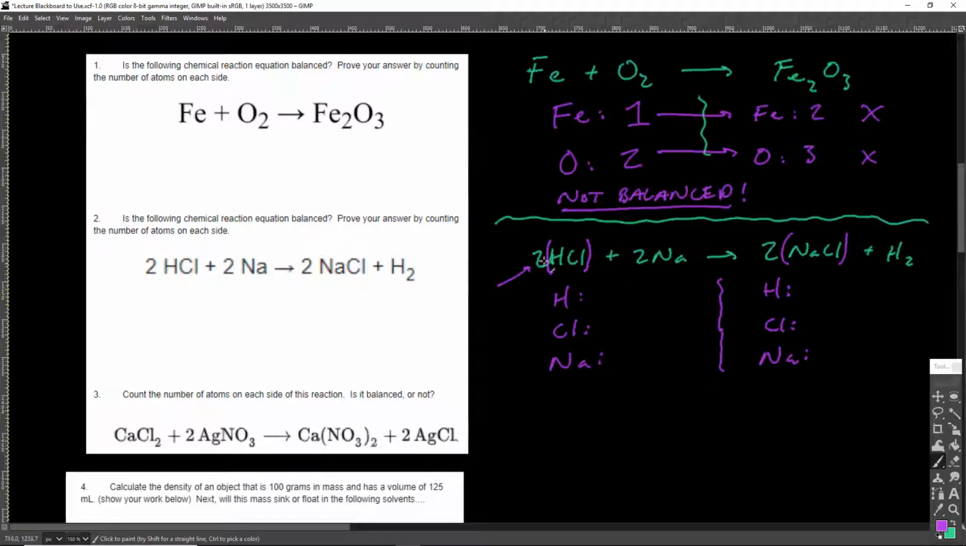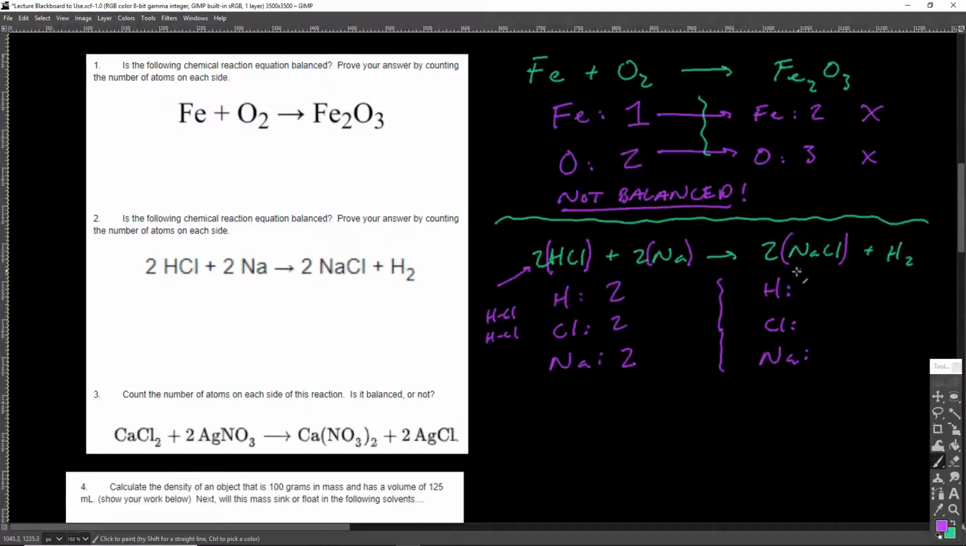So, how many hydrogens are there? Well, if there was no coefficient here, you'd say one. But now, since there's a coefficient here, there's two HCl molecules. So, really, it's this. Right, there's two molecules of HCl. So there's two hydrogens, right, on the left-hand side. There's also two chlorines. How many sodiums? Well, you could think of this as a molecule in and of itself as well, even though a sodium atom by itself technically isn't a molecule. That's a detail, it doesn't really matter. We have two sodium atoms.